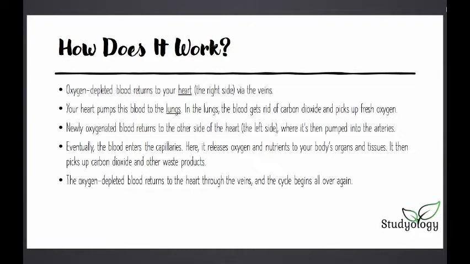Then again, the oxygen-depleted blood returns to the heart, to the veins, just like the first step, and the cycle keeps going on. So, this is how the circulatory system works.